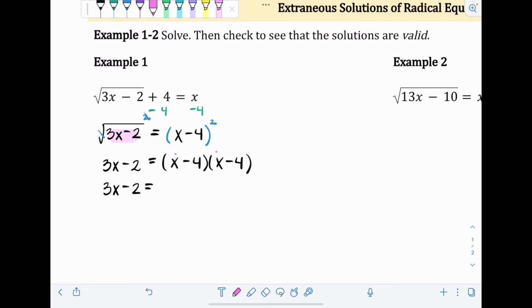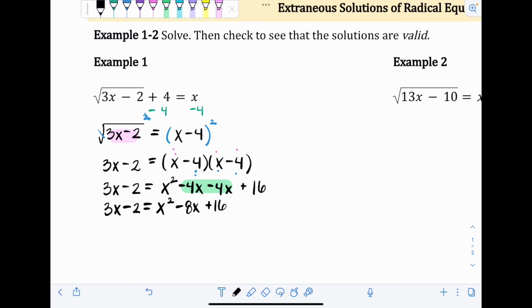So x times x is x squared, and then x times -4 is -4x, and then -4 times x is -4x as well, and then -4 times -4 would be a positive 16. And then we'll go ahead and combine like terms. So, the two -4x's, we can combine those. We already have them combined, but 3x minus 2 is equal to x squared, -4x minus 4x is -8x, and then bring down the plus 16.